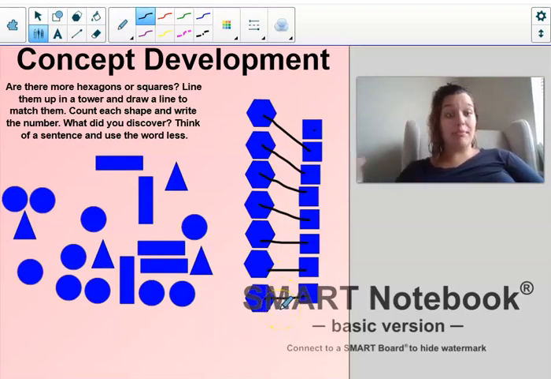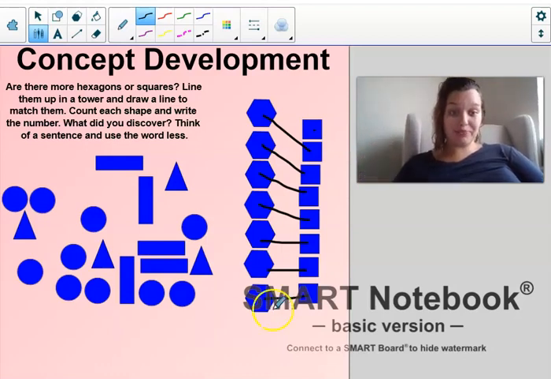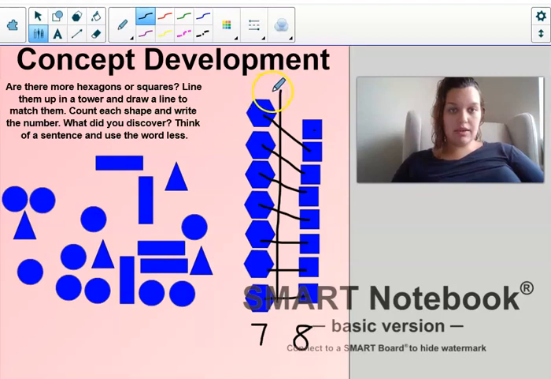But in order to form our number sentence, let's count our hexagons and squares. Here we go. 1, 2, 3, 4, 5, 6, 7 hexagons. And how many squares? 1, 2, 3, 4, 5, 6, 7, 8. So what shape did we say we have less of or fewer of? We said we had fewer hexagons.